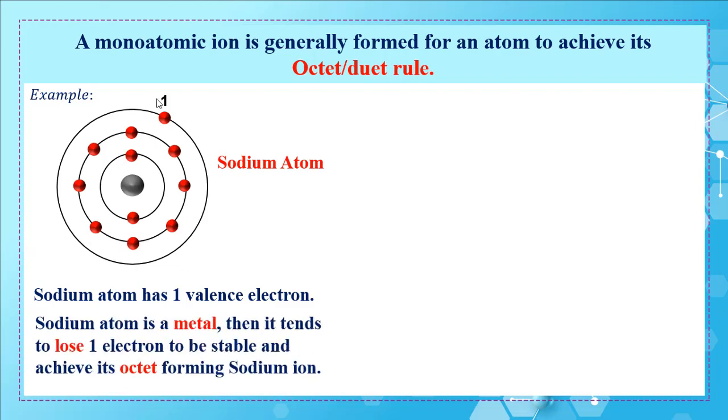Sodium atom is a metal, therefore it has the ability or tendency to lose this one electron in order to become stable and achieve its octet, forming sodium ion. So after the sodium atom loses this one electron, it becomes a sodium ion Na+.